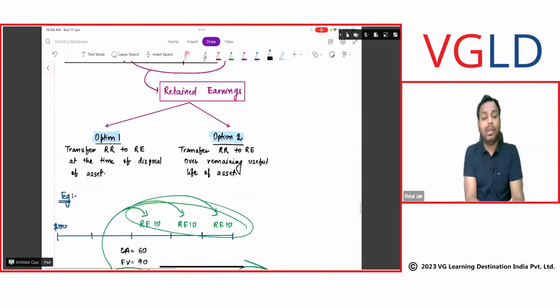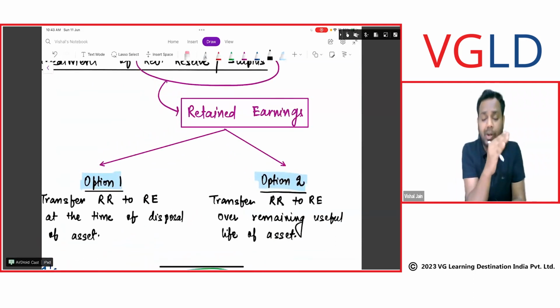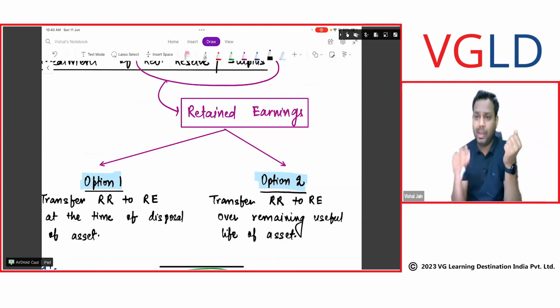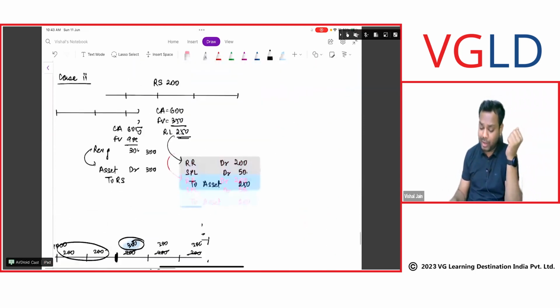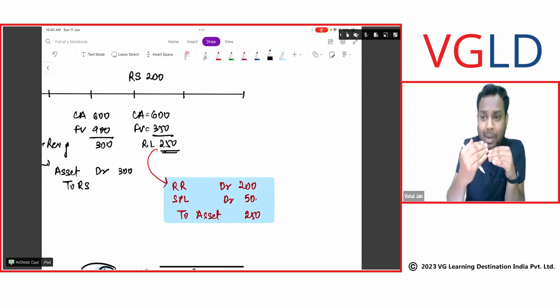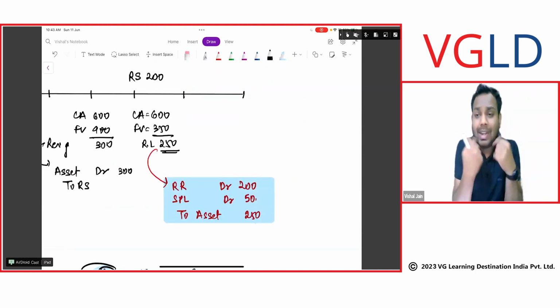Okay, so that's the meaning of treatment of revaluation reserve. Basically, revaluation reserve is transferred to retained earnings, but it can be transferred either at the time of disposal or over the life of the asset. Now, what we have to be careful about is that if it is transferred over the life of the asset, the balance of the revaluation reserve will decrease accordingly, right? So when we are transferring the revaluation loss to revaluation surplus, be careful about what the balance of the revaluation reserve is.